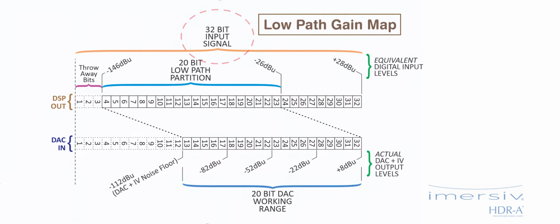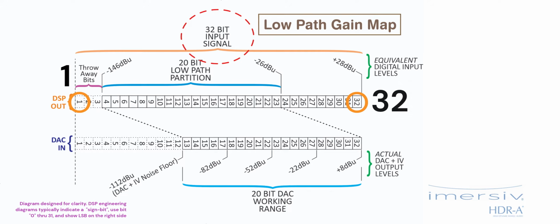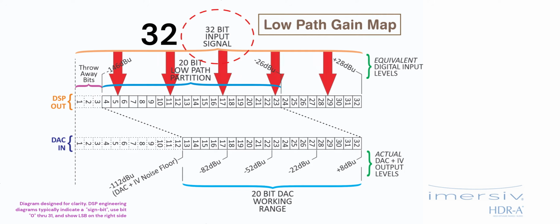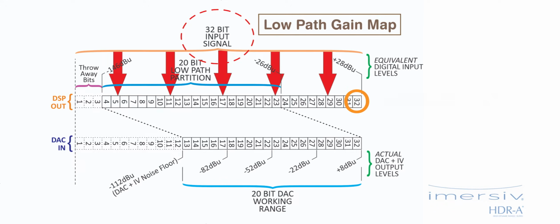Here's our 32-bit input signal, circled in red. For simplicity, we're going to use a non-standard diagram and refer to bits 1 through 32, with bit 1 being what we call the least significant bit, which is the lowest audio level. Now we're going to feed this 32-bit input signal into our DSP, which is represented by 32 discrete bits. We've designed our system so that bit 32 represents an audio level of plus 28 dBu, which is around 20 volts.